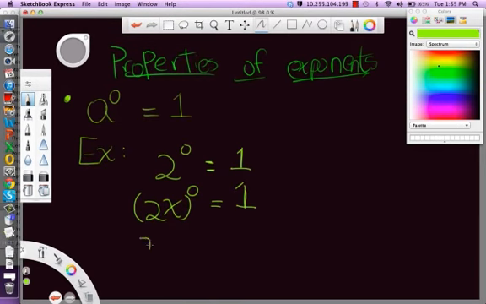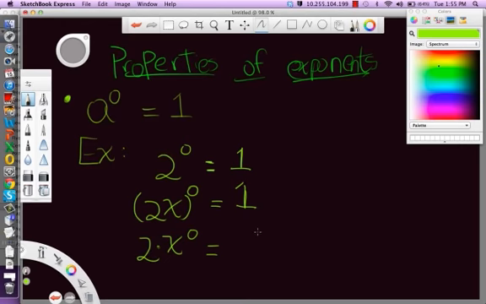Here's another example. It looks a little bit different. It's very similar to the one before, but here we made a slight change. Here we know that 2 is not affected by the 0, but x is. So the base affected is x. 2 is just kind of hanging out by its own. Remember, it's multiplying, but it's invisible. You don't really see it.